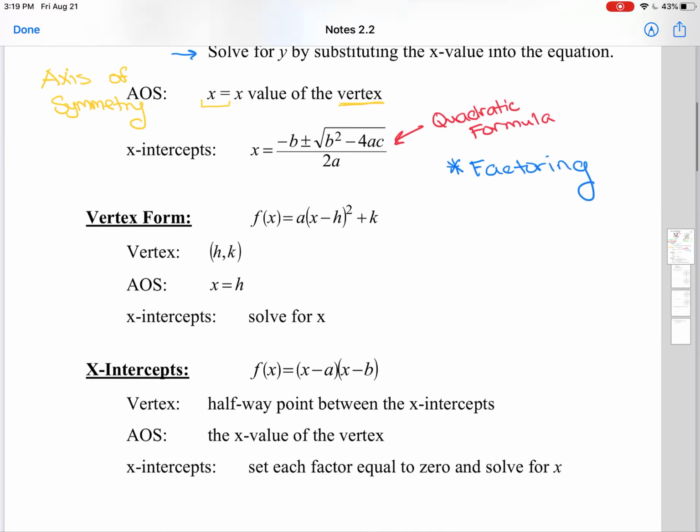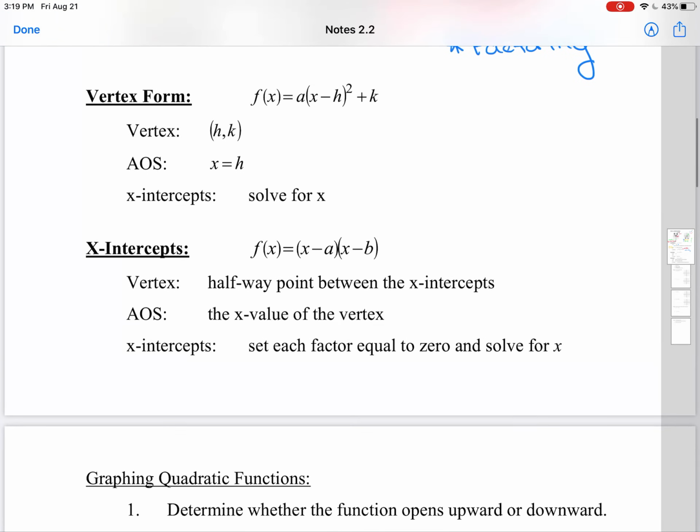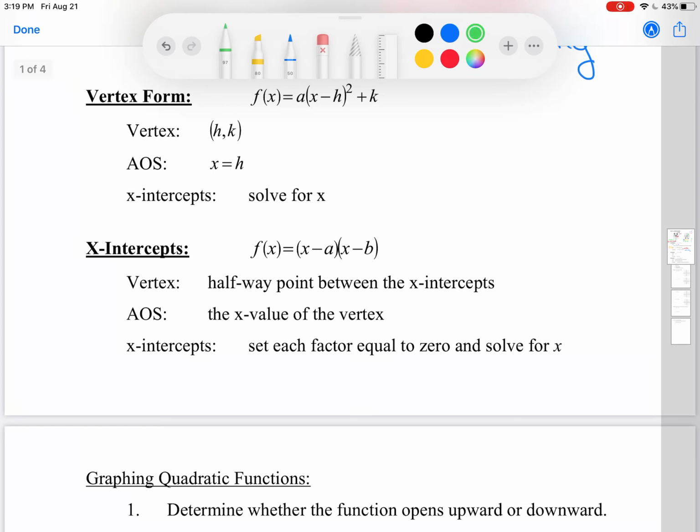Our second form is vertex form, and it's just like the word tells us. Vertex form is indeed going to tell us our vertex, which is awesome. Here on vertex form, you have the A out front. That is actually the same A as up above, so if you want to relate them, I would. That A value tells you positive is going to open up, negative will open down.